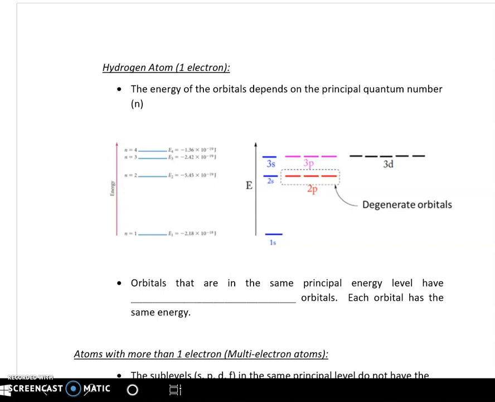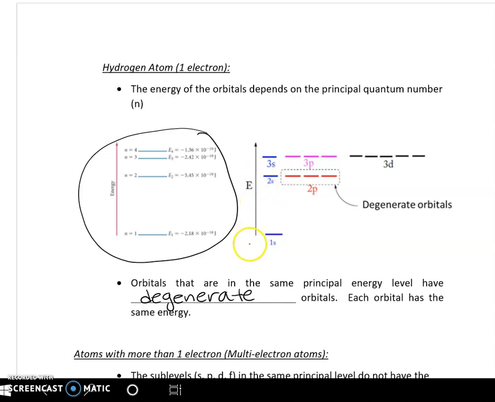Now orbitals here, so I showed this picture at the end of chapter 7. And what I want to point out here is that if you have orbitals that are in the same principal energy level, say like n equals 2, they have what are called degenerate orbitals. Degenerate orbitals. So that's just a fancy word for they are going to have the same energy. And that's what they look like here.